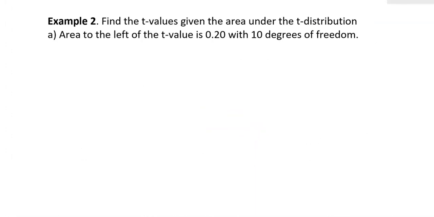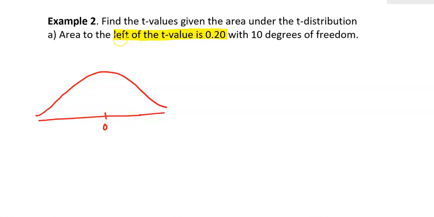Find the t values given the area under the t distribution. In this case, the area to the left of the t is 0.20 with 10 degrees of freedom. So let's go ahead and draw real quick what's going on. Here's the t distribution, centered at 0. We're looking for a t so that the area on the left, as the problem's given, is 0.20. So the t is going to be on the left-hand side of 0. This area on the left of t is 0.20, as the problem said.